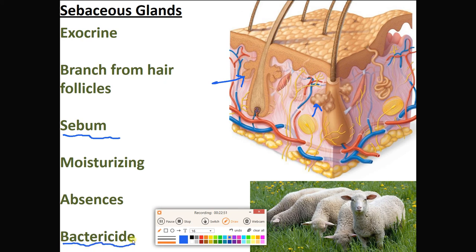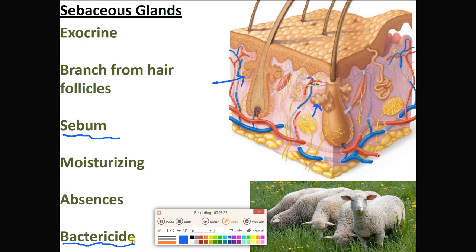Now, even though we have these sebaceous glands and we have this natural moisturizer, that doesn't mean we still can't get dry skin, especially in the winter when the air is dry and water quickly evaporates, moisture evaporates from our skin. Now, we don't have any of these sebaceous glands in two regions. Can you guess what they are? Maybe we mentioned in the lab. I hope we did. The two regions are the palmar and the plantar regions.